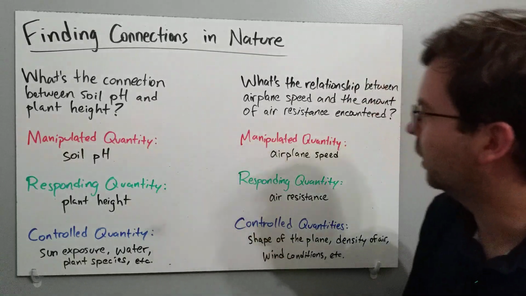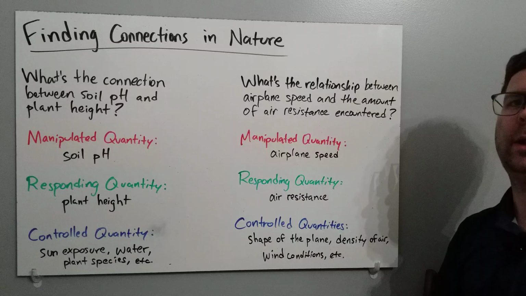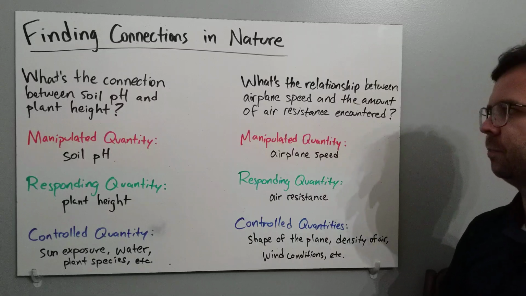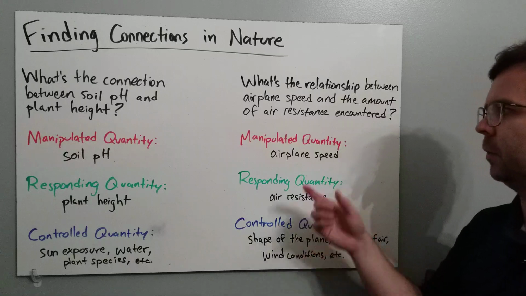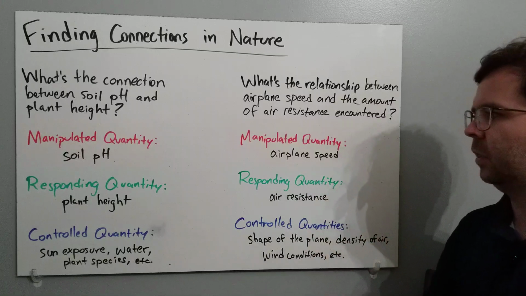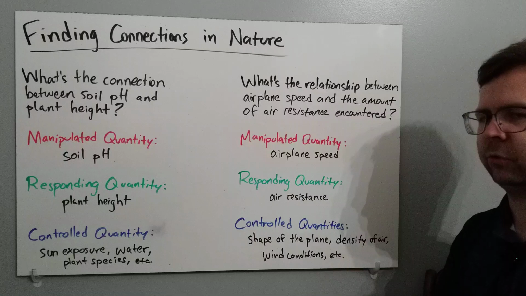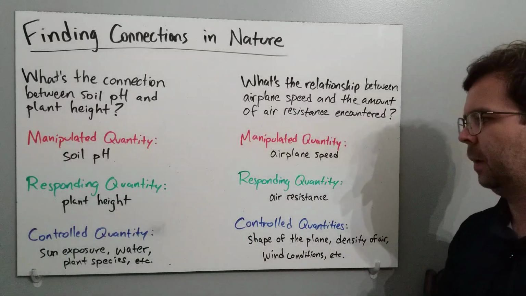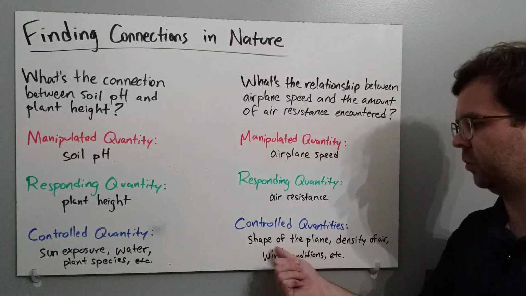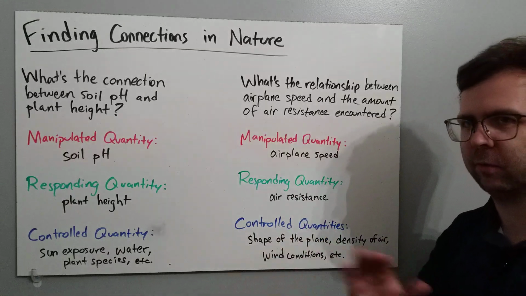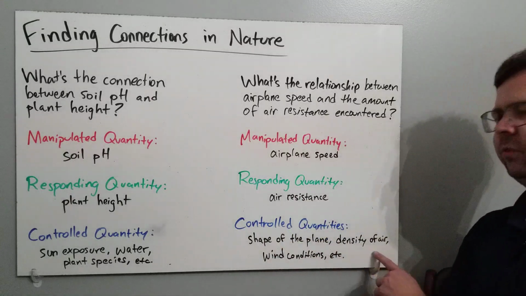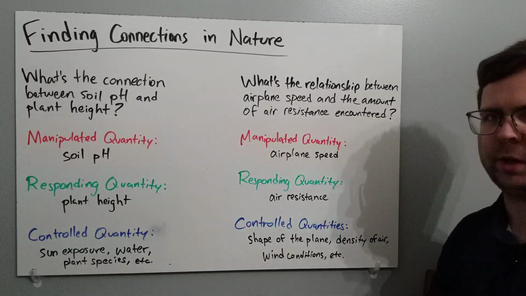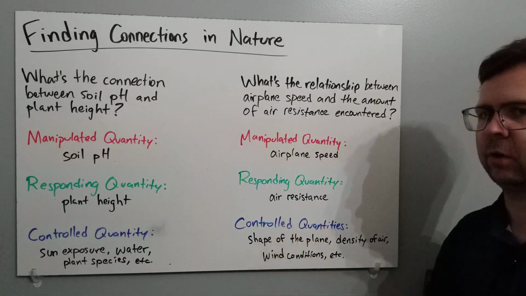So another example, what's the relationship between an airplane's speed and the amount of air resistance that it encounters? So in this case, the thing that we can manipulate is the airplane speed. The responding quantity will be the air resistance. And some controlled quantities that are important here that might affect the air resistance as well would be the shape of the plane. We want to keep that the same for every test. We want to keep the density of the air the same, and we also want to make sure the wind conditions are the same for each trial so that it doesn't affect our air resistance.